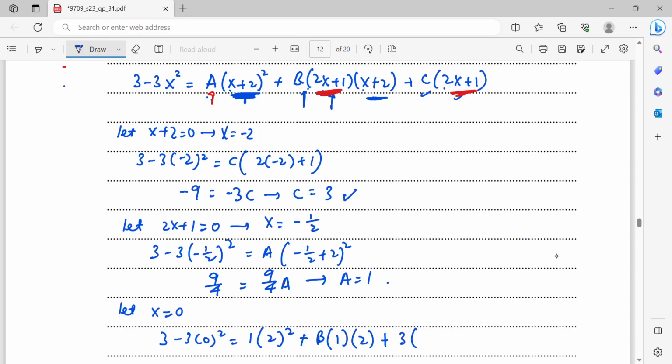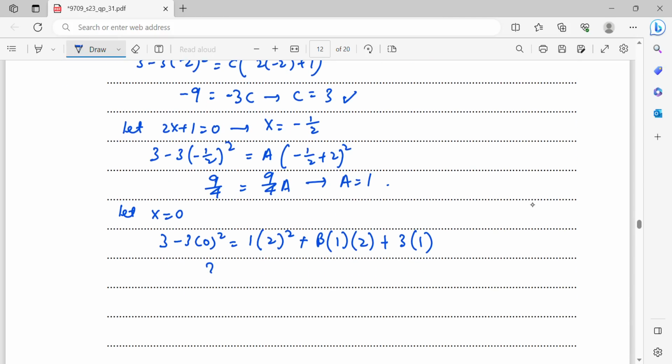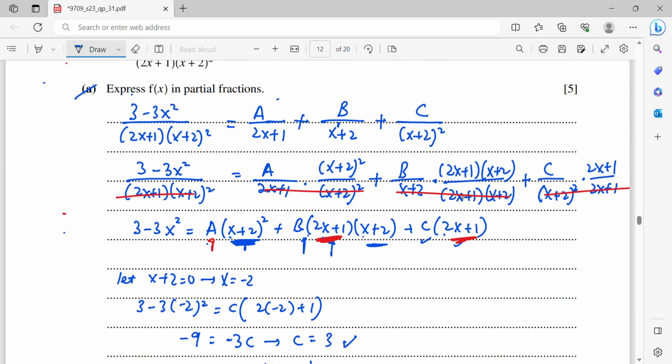Then 2 times 0 is 0. 0 plus 1 is 1. Okay, so now left hand side is 3. First term is 4, 2 squared is 4, then middle term is 2b, last term is 3. So I can cancel off both 3, then left hand side becomes 0. That means 2b equals minus 4, which means my b is negative 2. Okay, so once you have found the a, b, c here, just need to rewrite your partial fractions, the general form. Then that will be your answer.